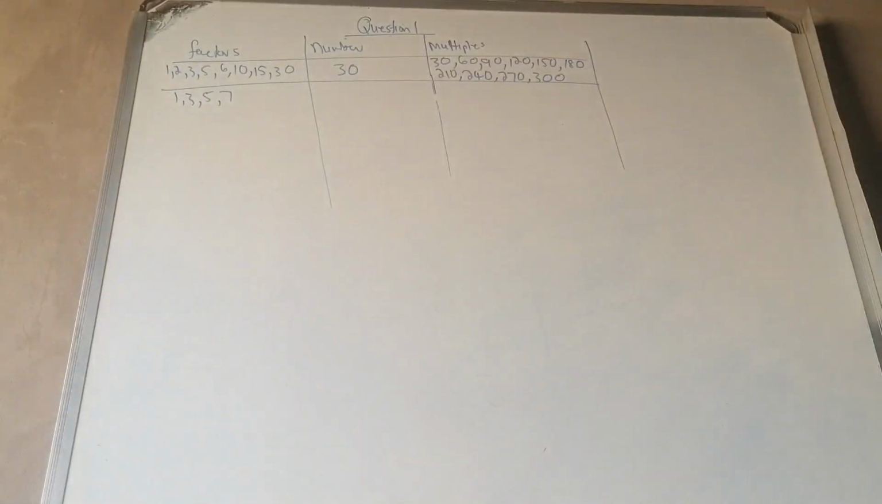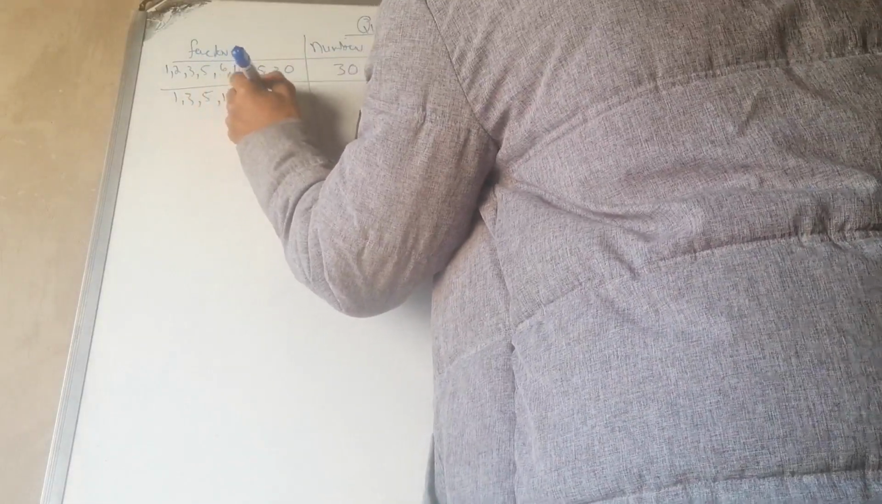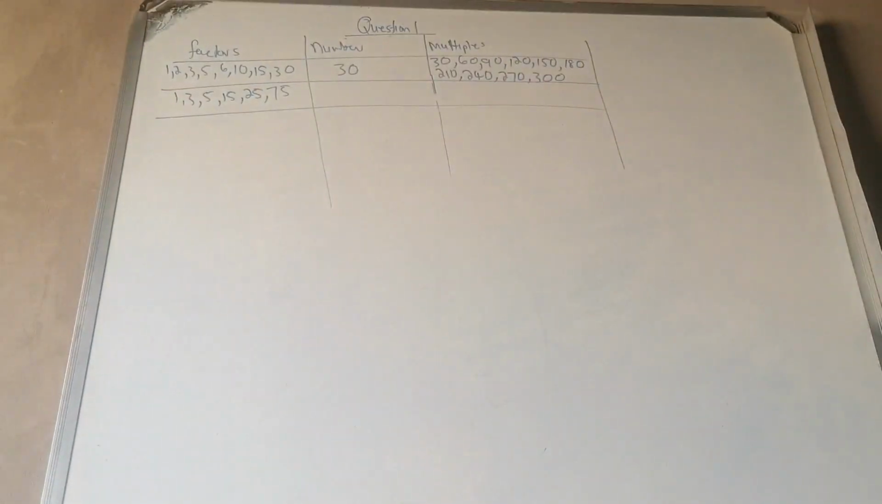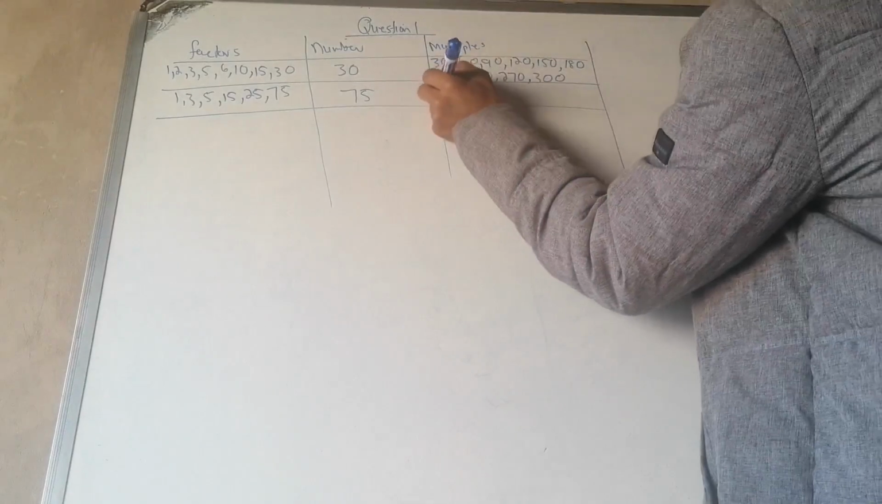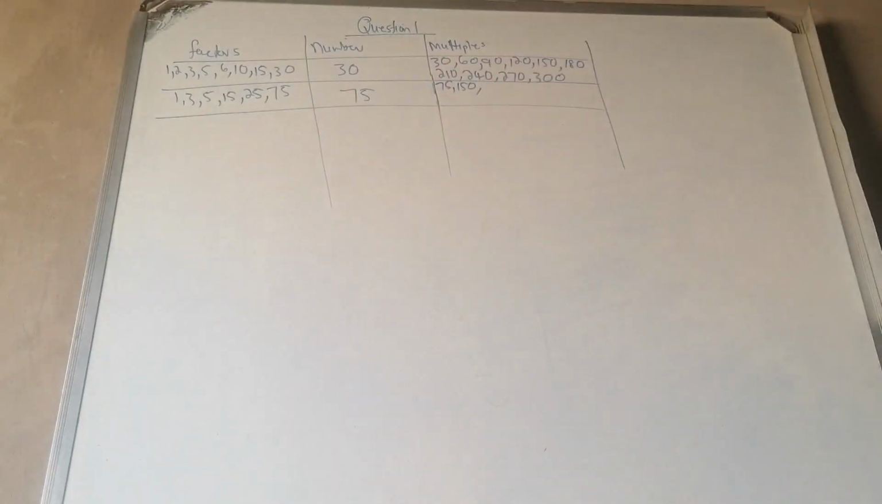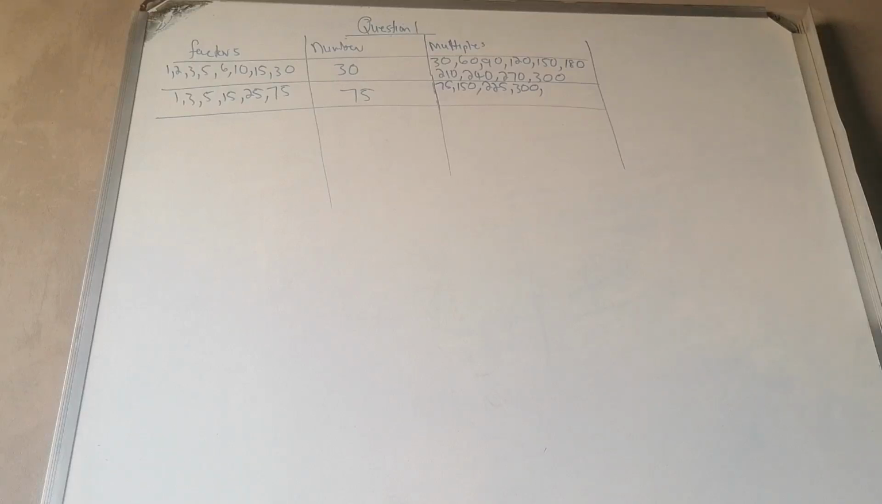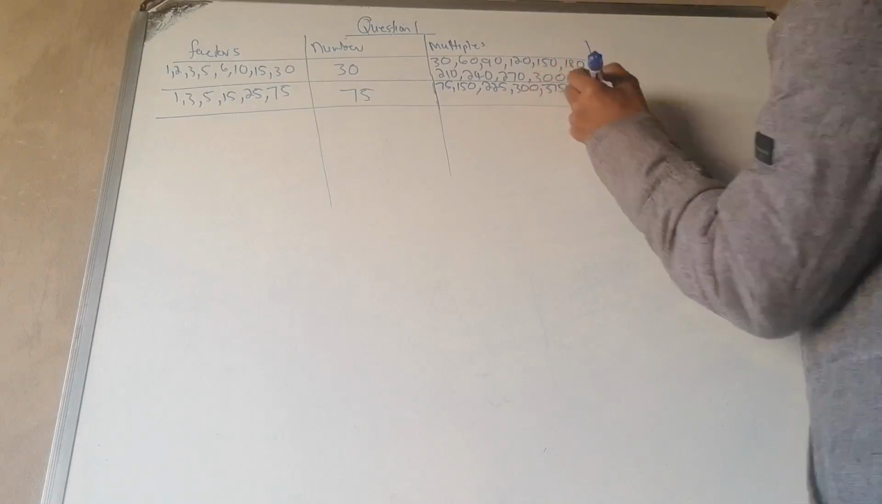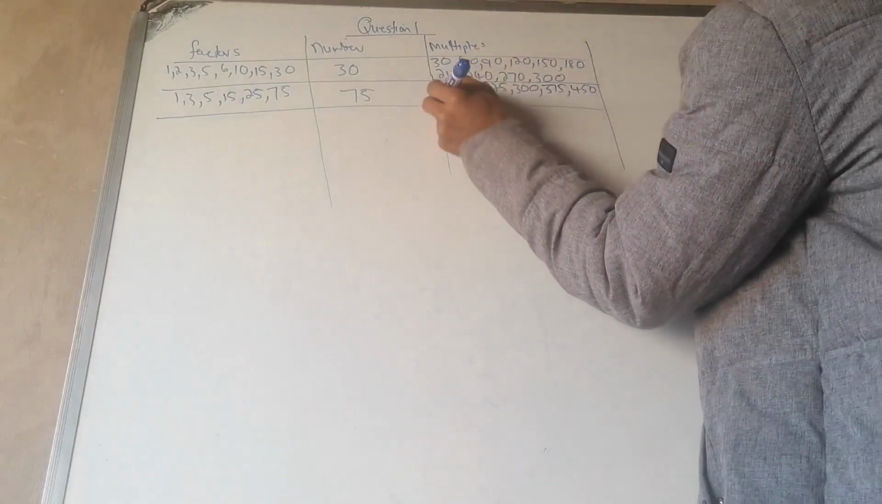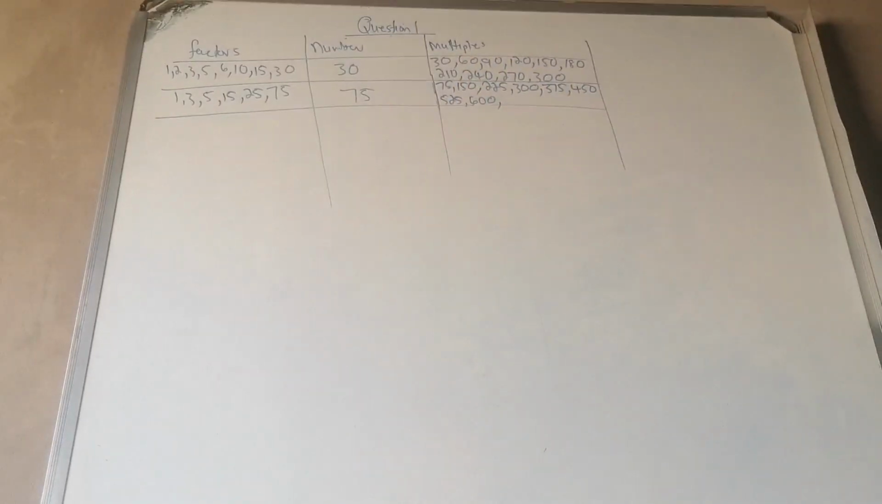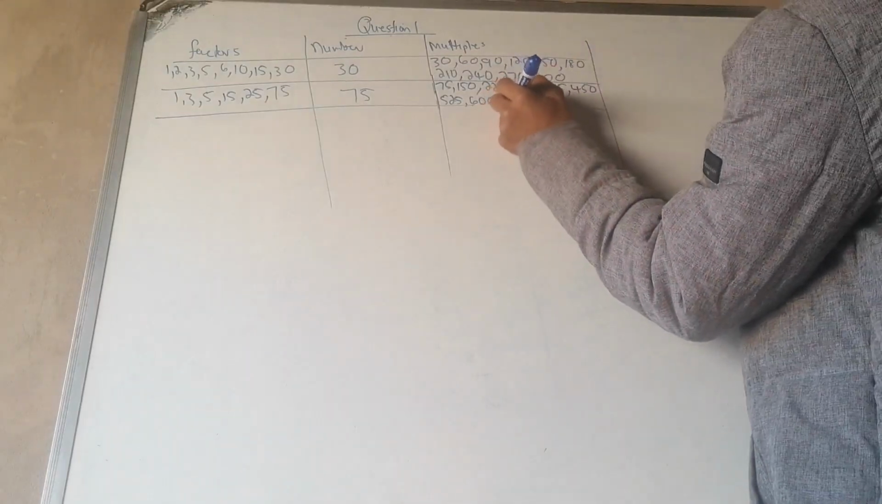Remember the number 75, with factors 1, 3, 5, 15, 25 and 75. The number is 75. Remember the multiples: 75, 150, 225, 300, 375, 450, 525, 600, 675, 750.